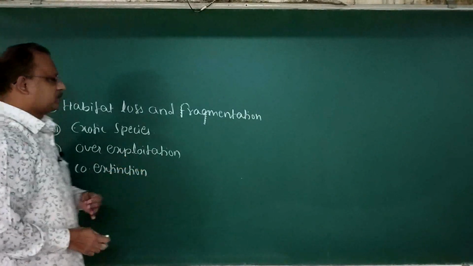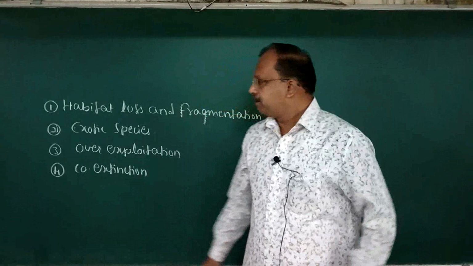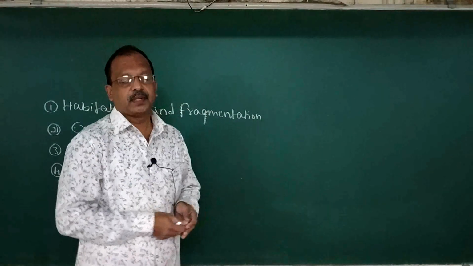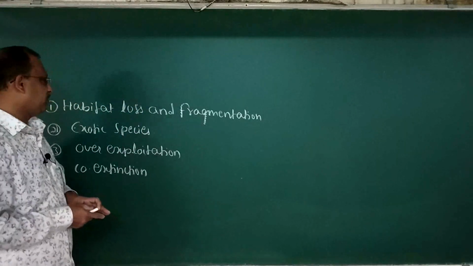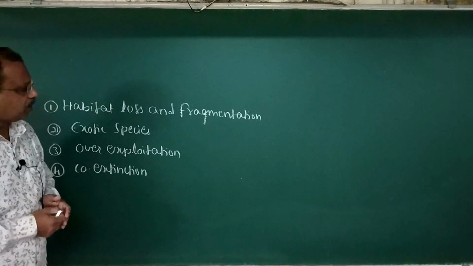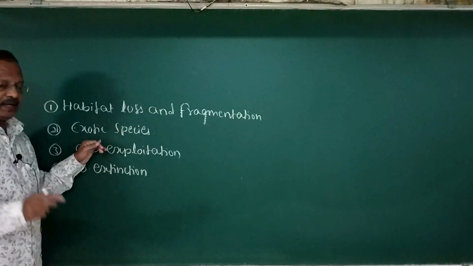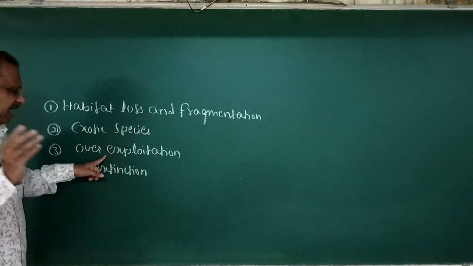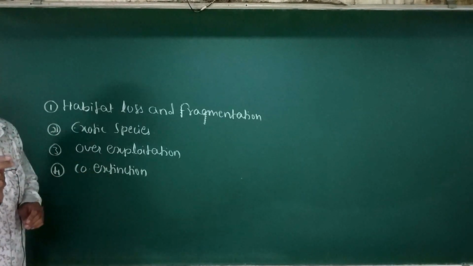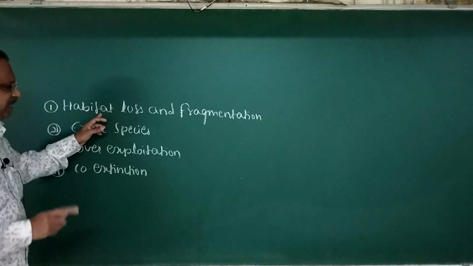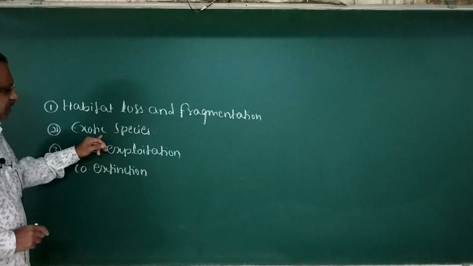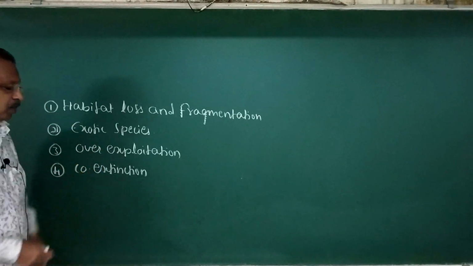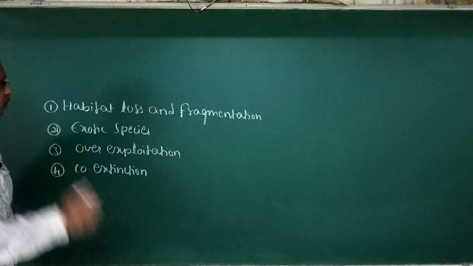Dear students, look over the four main reasons backed by the loss of biodiversity. One is habitat loss and fragmentation. Second is introduction of exotic species. Third is over exploitation. Fourth is co-extinction.